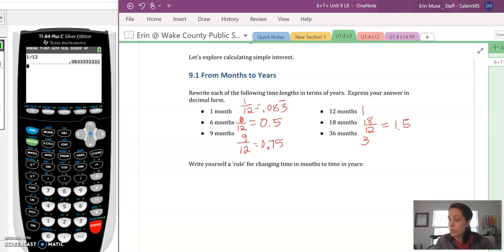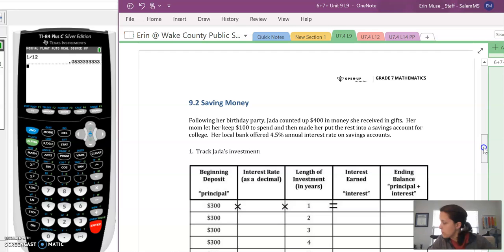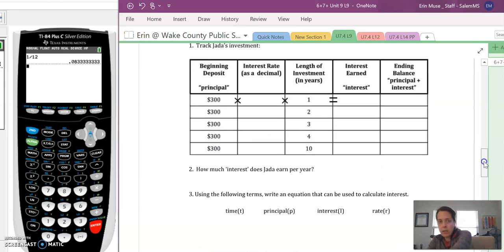So hopefully you wrote yourself a rule for changing time in months to time in years. You would just divide by 12. And you're going to use this in the next activity. So I'm moving on to the next page, which should be page 54.